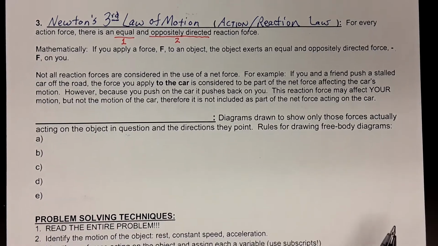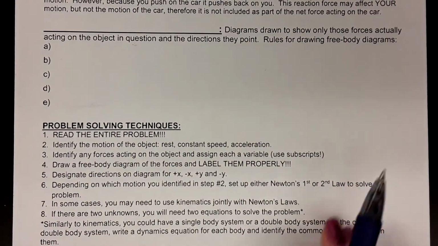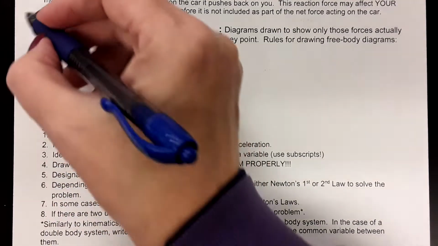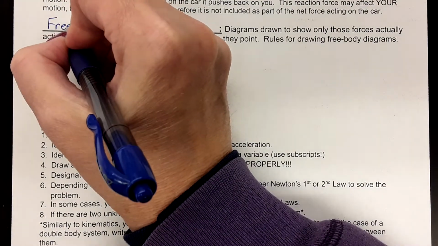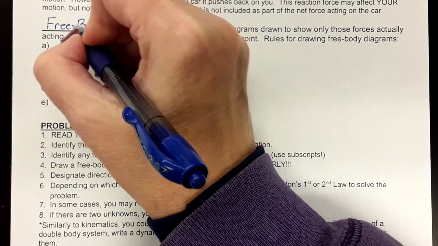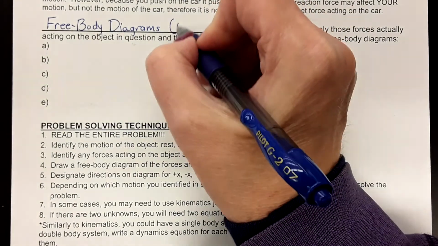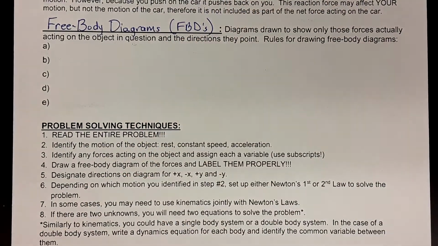Now, in order to begin understanding the forces, the different types of forces, and how they work together, we first have to learn how to diagram these forces properly, okay? So we're going to be learning today about free body diagrams, or I like to call them FBDs. Free body diagrams. These are diagrams drawn to show only those forces actually acting on the object in question and the directions they point. Okay?